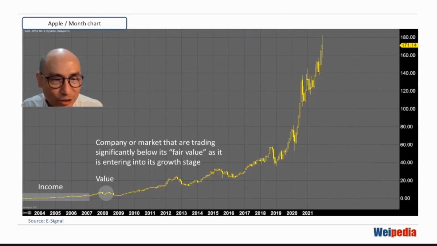Now, what are the 4 stages? The first stage is called the income stage or the range stage. It means the market is moving sideways and going nowhere. You don't see any trend.